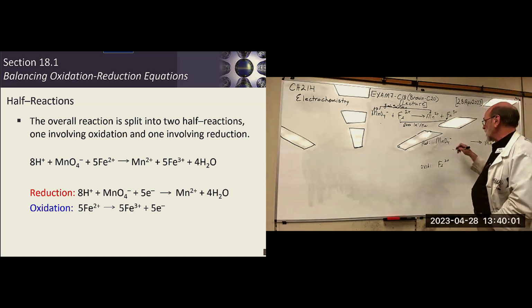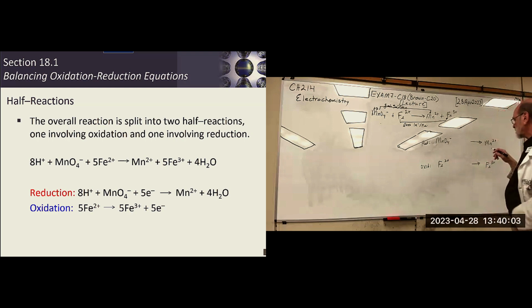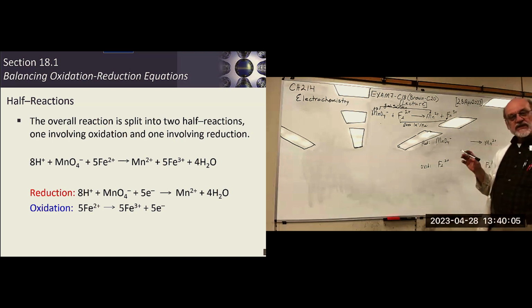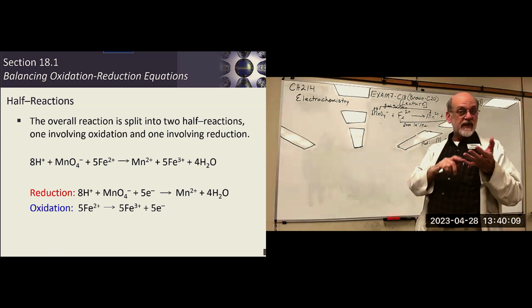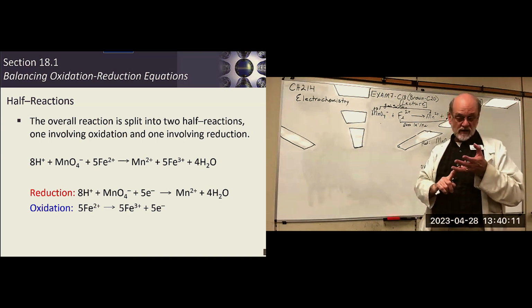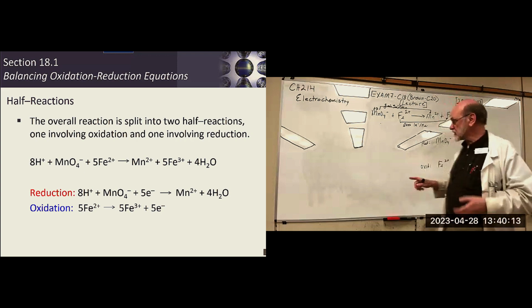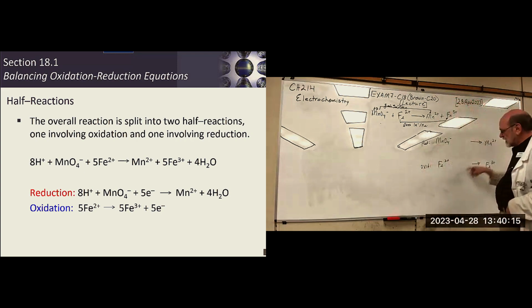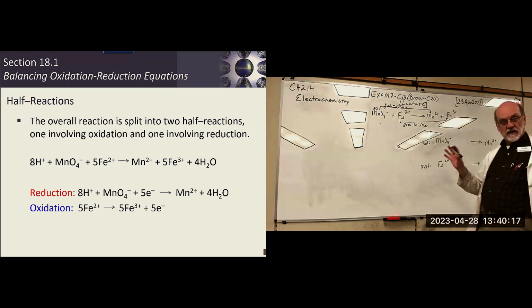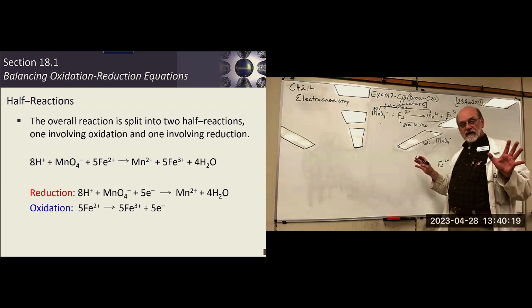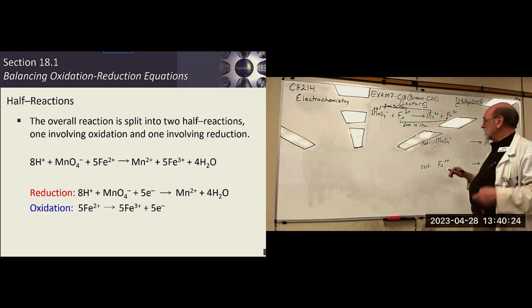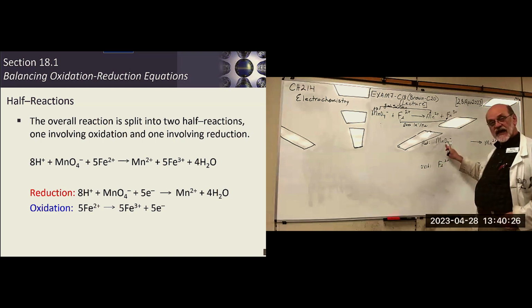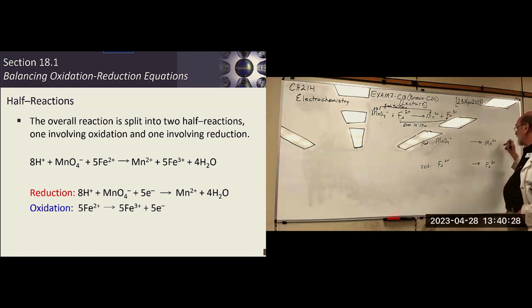Okay, now that we know which is which, the first thing we do is make sure that the elements are balanced. Those elements that are not hydrogen and not oxygen, be sure they're balanced. 1 manganese, 1 manganese, 1 iron, 1 iron. We're good there already. Then you balance the oxygens with water. So if you've got 4 oxygens on this side, you need 4 oxygens on this side.